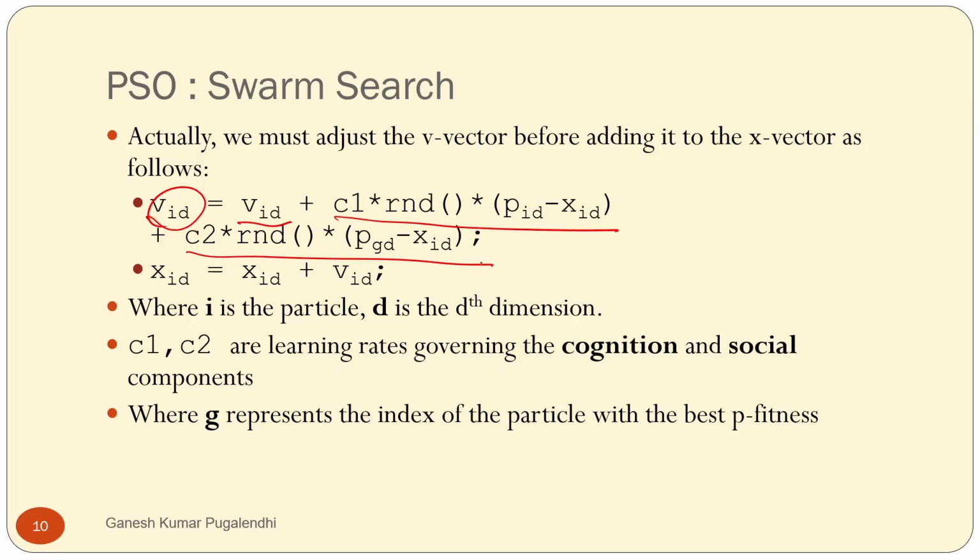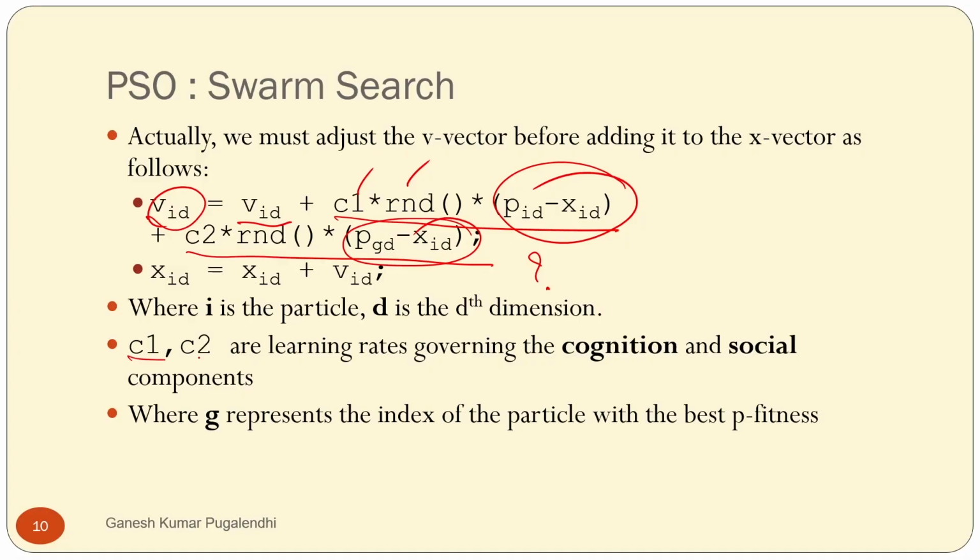I will come to that formula. What is C1 and what is random? What is this value and what is this value? While the particle is in the search process, not only the position changes, but also the velocity changes, and the change in velocity is calculated as new velocity equals old velocity plus these factors. Here C1 and C2 are known as cognition and social components, and G represents the global best and P represents the individual best. So that is the idea.